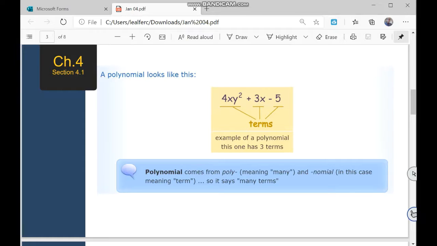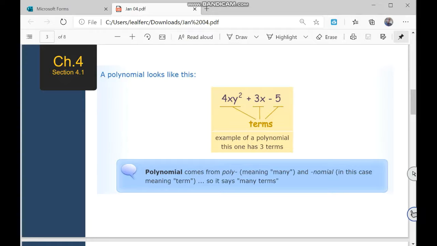A polynomial is something that looks like this. It's an expression that has different terms, a bunch of terms. One way to understand polynomials is to understand the name, because it's a combination of two different words. Poly means many, and nomial means name, means term. That means many terms, or a bunch of terms. And if you see this example here, this is a polynomial.